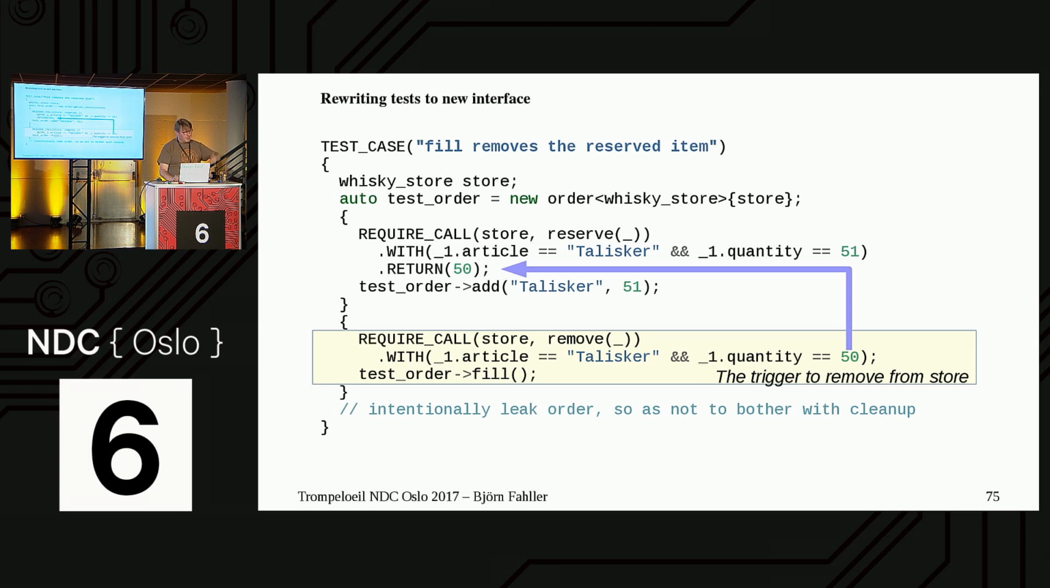If you have very many of these, you probably have a design smell, but also code with foul smells needs tests. So there you go. In this case, I place a requirement that remove is called with 50, even though we call add with 51, because in the first step, the reserve call returns 50. So we ensure that it is remembering the right thing, what was returned from reserve, and not what we asked for.